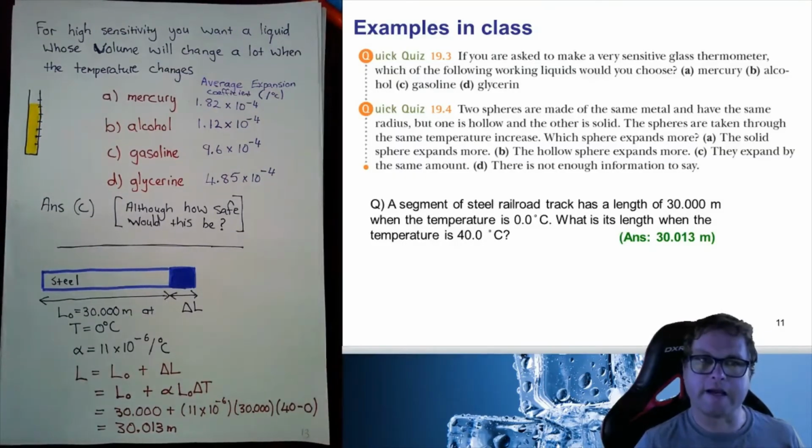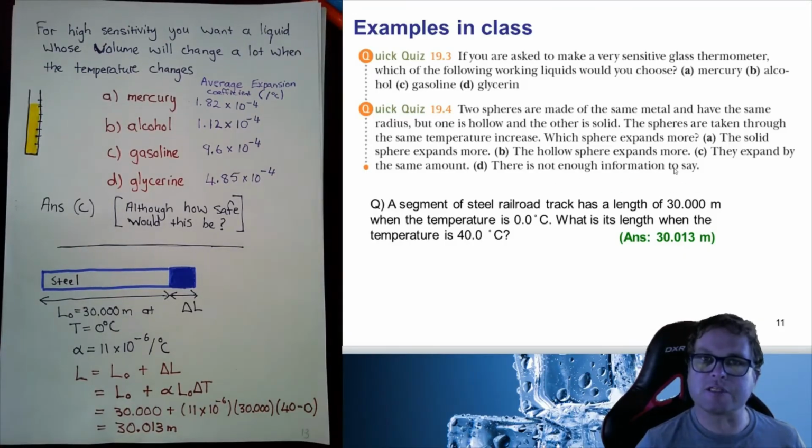The second question we can look at is: two spheres are made out of the same metal and they have the same radius, but one is hollow and the other is solid. The spheres are taken through the same temperature increase. Which sphere expands more? Is it A, the solid sphere expands more, B, the hollow sphere expands more, C, they expand the same amount, or D, not enough information to say?